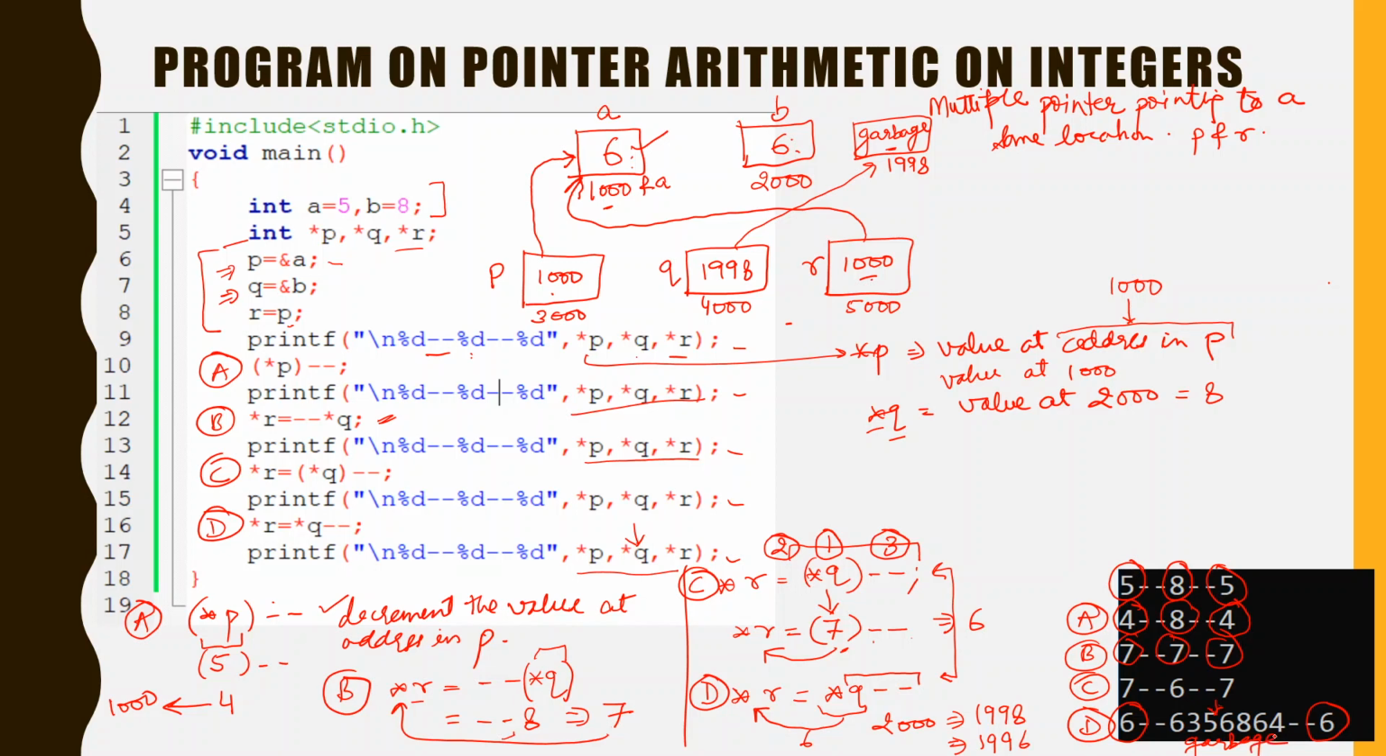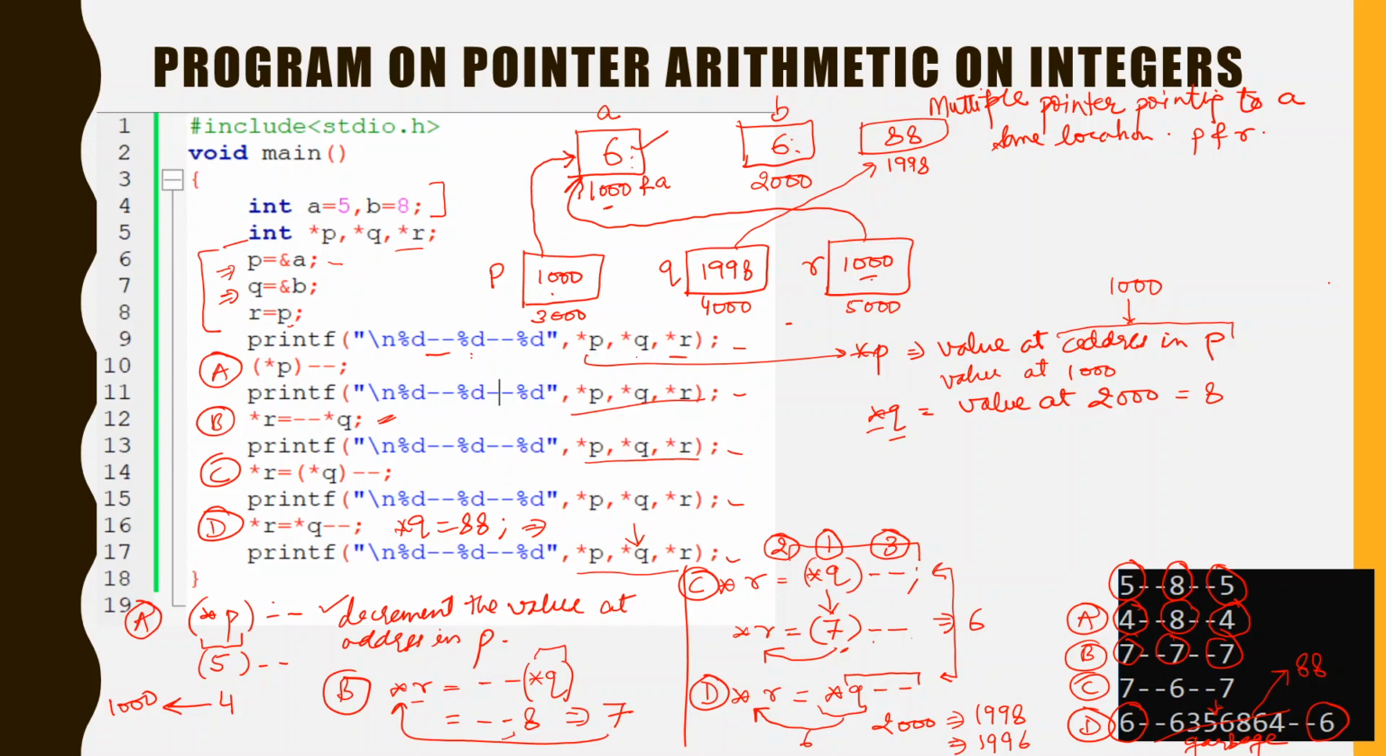To ensure that it is doing like that, you can also run a statement here: pointer q equals to 88. Suppose you run this statement before that, after the decrement the value of q is 1998, and it will simply change this garbage value to 88. And if you print this, it would get printed as 88, after assignment of the value to this location.